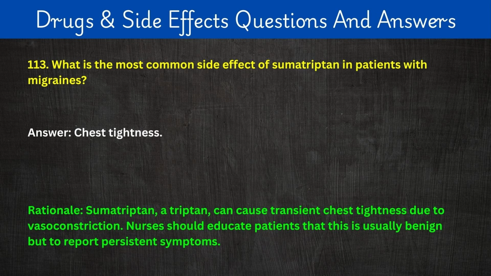113. What is the most common side effect of sumatriptan in patients with migraines? Answer: chest tightness. Rationale: sumatriptan, a triptan, can cause transient chest tightness due to vasoconstriction. Nurses should educate patients that this is usually benign, but to report persistent symptoms.